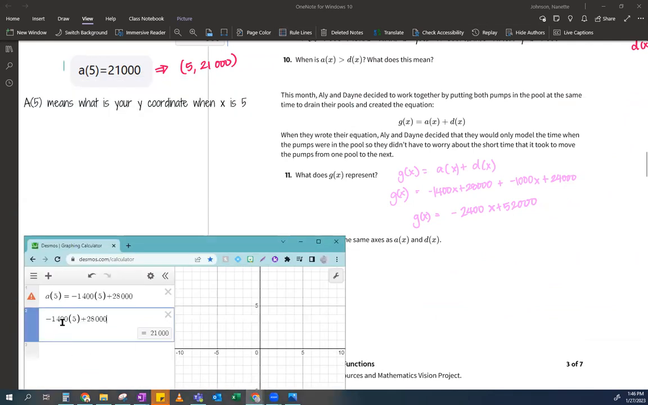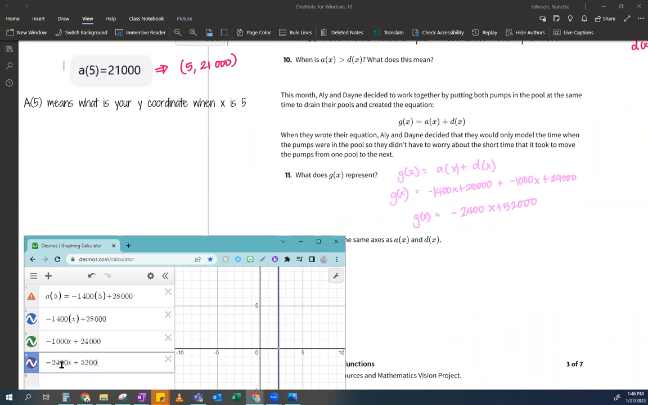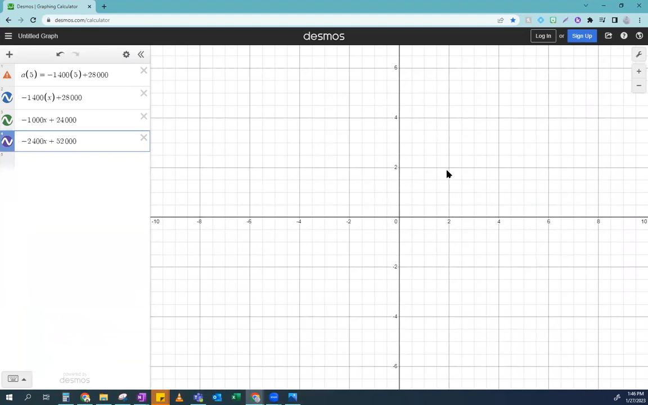So let's put this as X. And then what's the other one? Negative 1,000 X plus 24,000. And then the last one is negative 2,400 X plus 52,000. Did I do it right, guys? Negative 1,400 X plus 28,000, negative 1,000 X. Okay, good. I did it right. It didn't graph it.